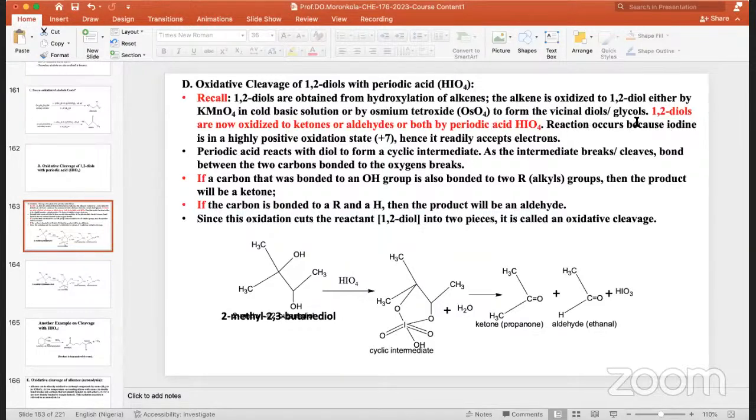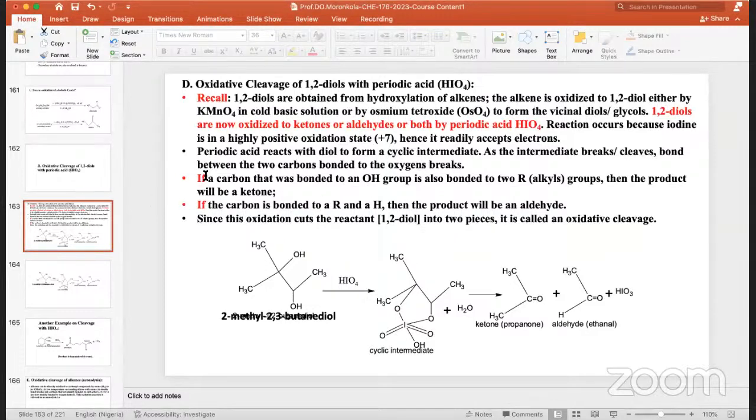I said the reaction occurs because iodine is in a highly positive oxidation state of +7. And that is why the reactions continue. The periodic acid reacts with the diol to form, first of all, a cyclic intermediate, and that is what you have here. So the intermediate is now what breaks or cleaves to form products; there is a cleavage here where the bond between the two carbons bonded to the oxygens breaks.